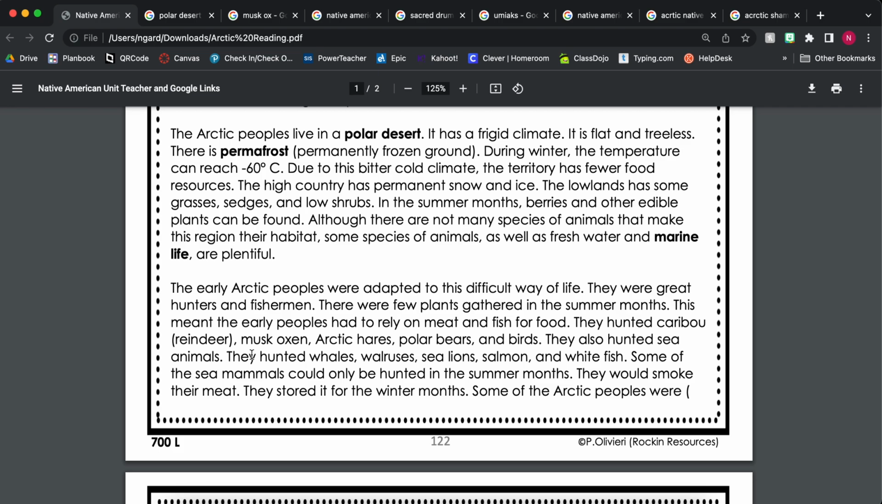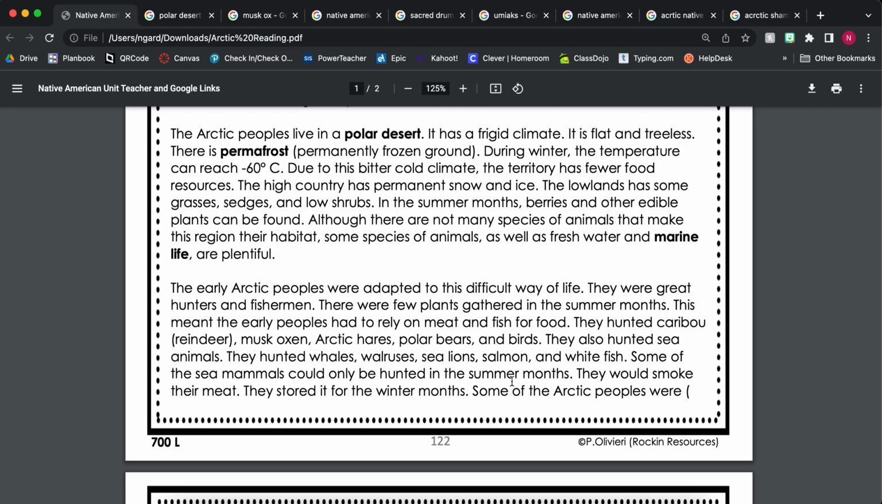They also hunted sea animals, so we talked about that marine life. So whales, walruses, seals, salmon, whitefish. Mammals that had a lot of fat on them, things that would keep them warm. We talked about blubber and the whales for the northwest coast. It was the same thing here, right? Some sea mammals could only be hunted in the summer months because they went elsewhere when it got too cold.